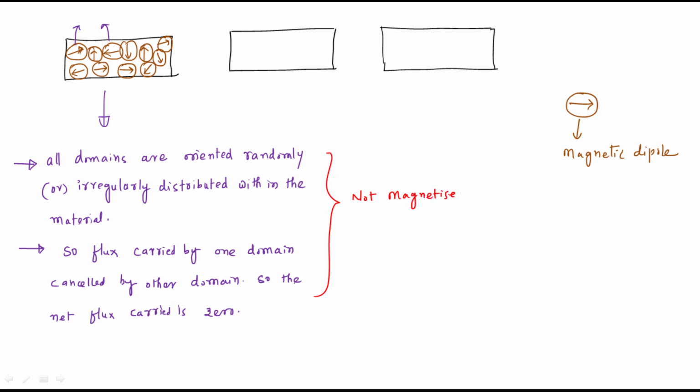This is the case of a material not magnetized earlier, meaning there is no external magnetic field. The domains present in the material are arranged in an irregular way. Because of this random arrangement of domains, the flux carried by one domain is cancelled by another domain, so the net flux is equal to zero. This is the case in which we don't have any external magnetic field.